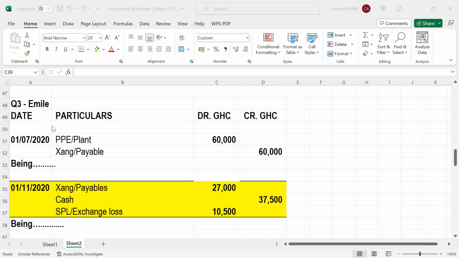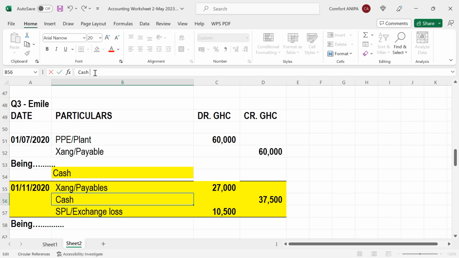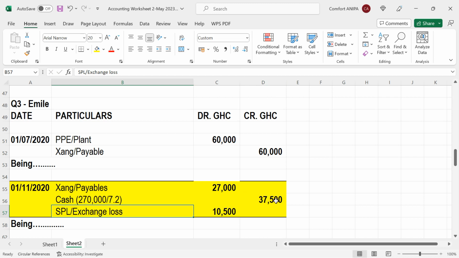So here at inception, we debit PPE and credit payable. This is the 600,000 at the rate of 10, so 600,000 divided by 10. Please take your calculator: 600,000 divided by 10 is what gives you the 60,000. Then after that, they made payment. The payment was made at the rate of 7.2, and therefore we translate the 270,000 that was paid. We have 270,000 translated at 7.2. That is the rate at which they paid, and that is what gives you the 37,500. Don't believe me? Take your calculator and do your own calculation.